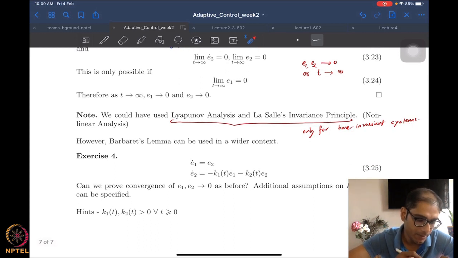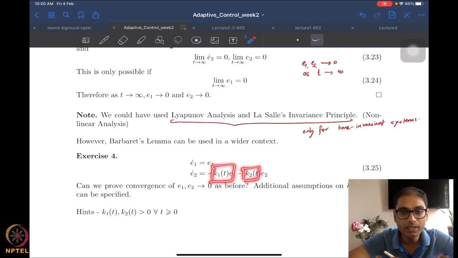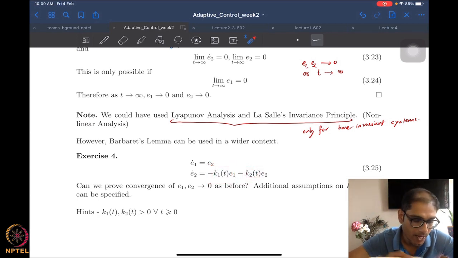So if I have something like this, where my gains, instead of being constant gains, are time varying gains, again something that's not uncommon in adaptive control, then only Barbalat's lemma can be applied. These cannot be applied anymore. Only Barbalat's lemma can then be applied to prove convergence. Okay, so of course, this is an exercise. You are to prove convergence of E1, E2 to 0 using these similar steps. Any additional assumptions you are free to make, and you have to state all these assumptions.